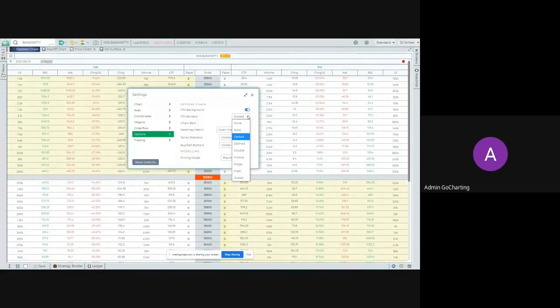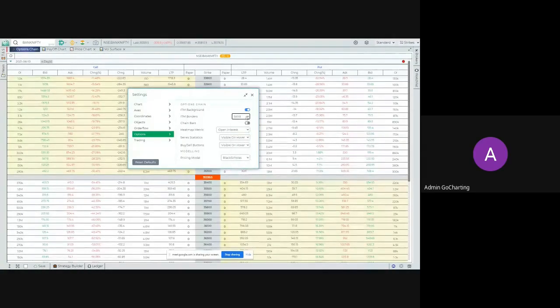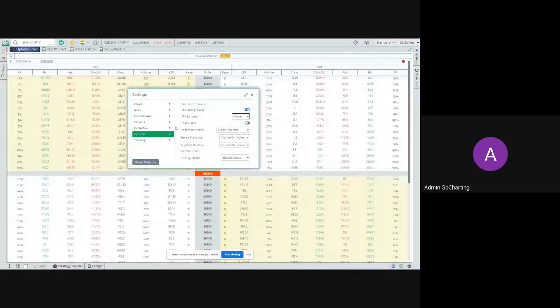The ITM borders help you customize your borders. I like it this way, but some people don't like borders, or they want to get rid of them. So this is how it would look if you don't need borders. You can do some stuff here.